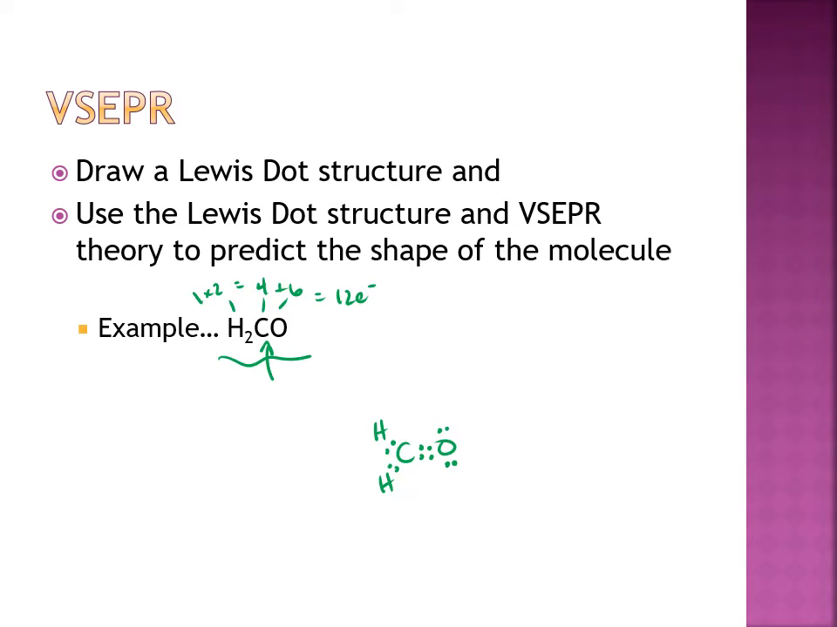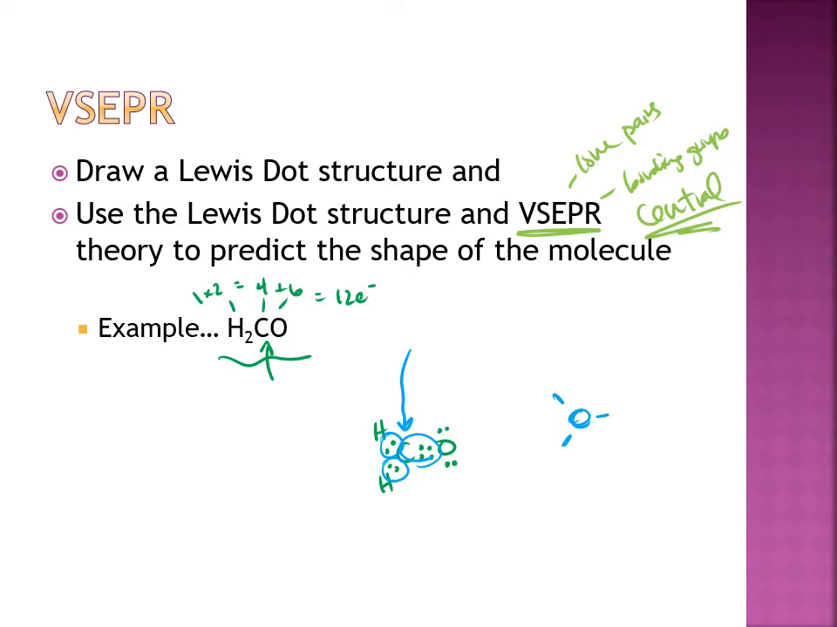So now I'm going to use VSEPR theory to predict the shape of the molecule. We need to think about the lone pairs of electrons, and we need to think about the bonding groups of electrons that are on the central atom only. We only care about that central atom. In this molecule, carbon is my central atom. There are 3 bonding groups around the carbon. Carbon has 3 bonds around it. Now granted, one of those bonds is a double bond, but it's still 3 total bonds around my carbon.